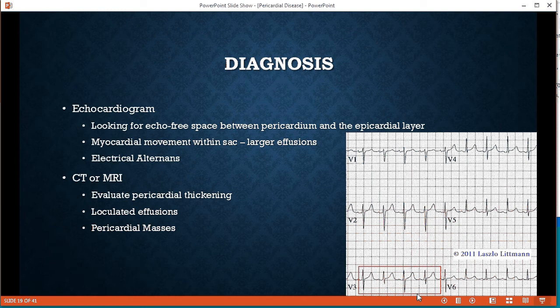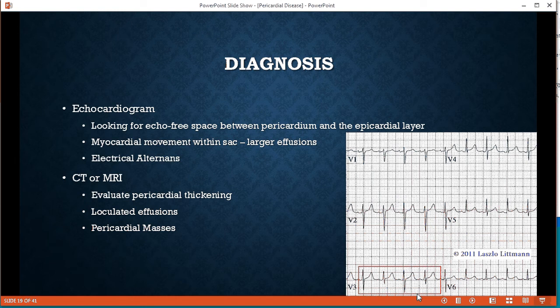CT or MRI can help you determine the chronicity a little bit more. What I mean by that is, if you have somebody who has a chronic effusion, especially if they have a constrictive component, you may see thickening of the pericardial layers. If you're worried that it's constrictive pericarditis, then a CT or MRI, and I would probably choose CT first. For that kind of structural change, you're going to see pericardial thickening on a CT scan.